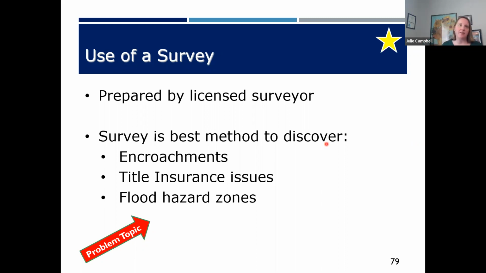Survey is the best method. It's actually the only method to truly identify encroachments. That was an encumbrance that we talked about back in Unit 3. Surveyors can help buyers identify title insurance issues. We are going to talk about title insurance in the next unit, unit 5. So if there's any issues that could affect the title, that would be identified by a survey.